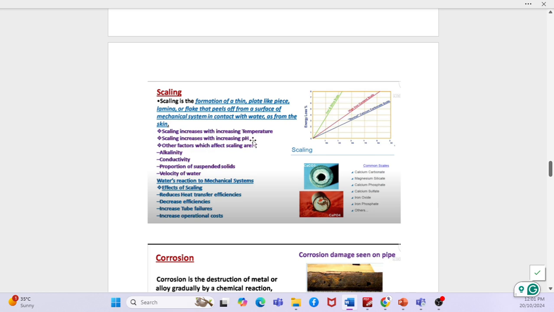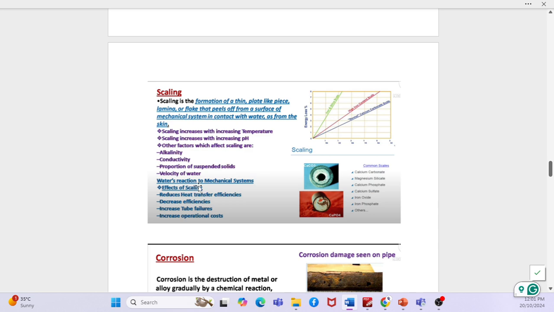Scaling increases with increasing pH level. Other factors affecting scaling are alkalinity, conductivity, suspended solids, and the velocity of the water. The common scales are calcium carbonate, magnesium silicate, calcium phosphate, calcium sulfate, iron oxide, and iron phosphate.